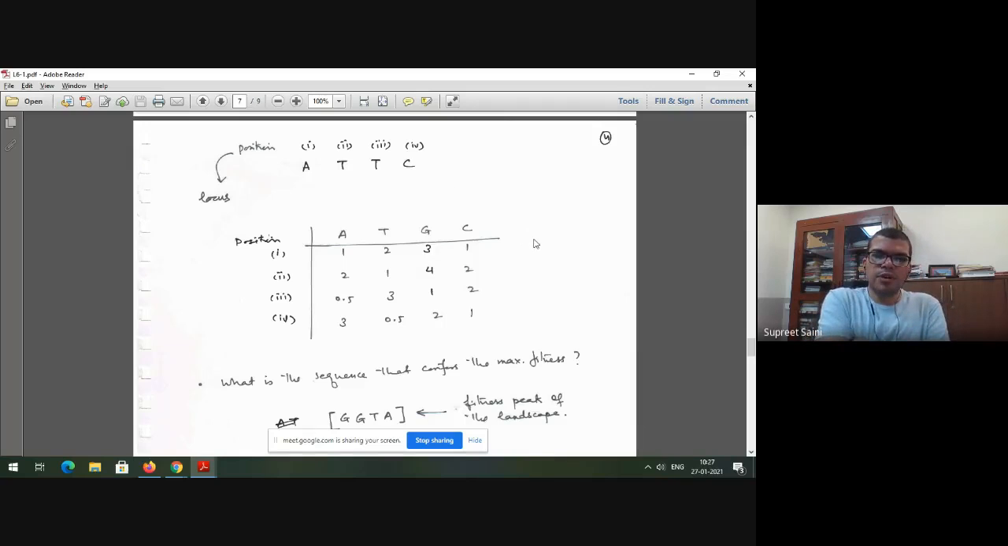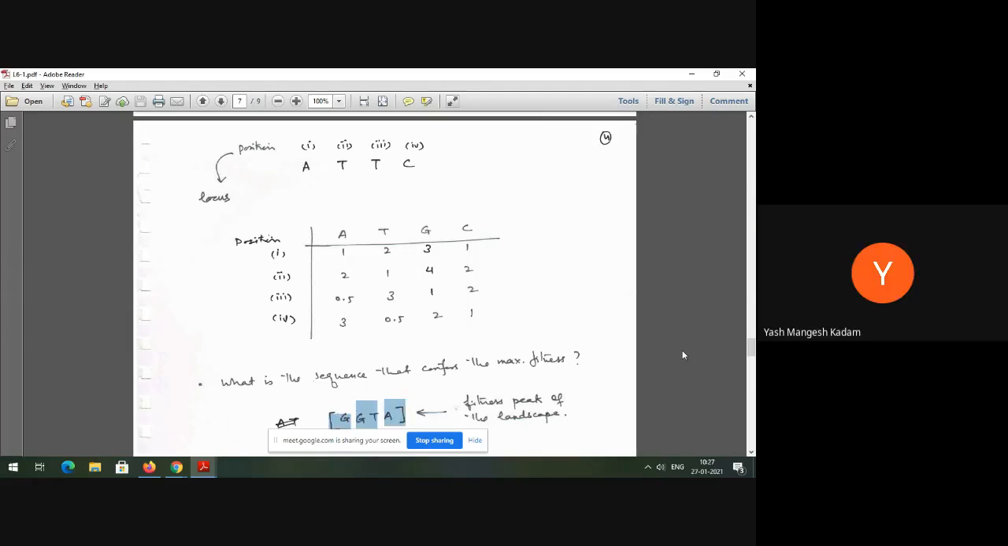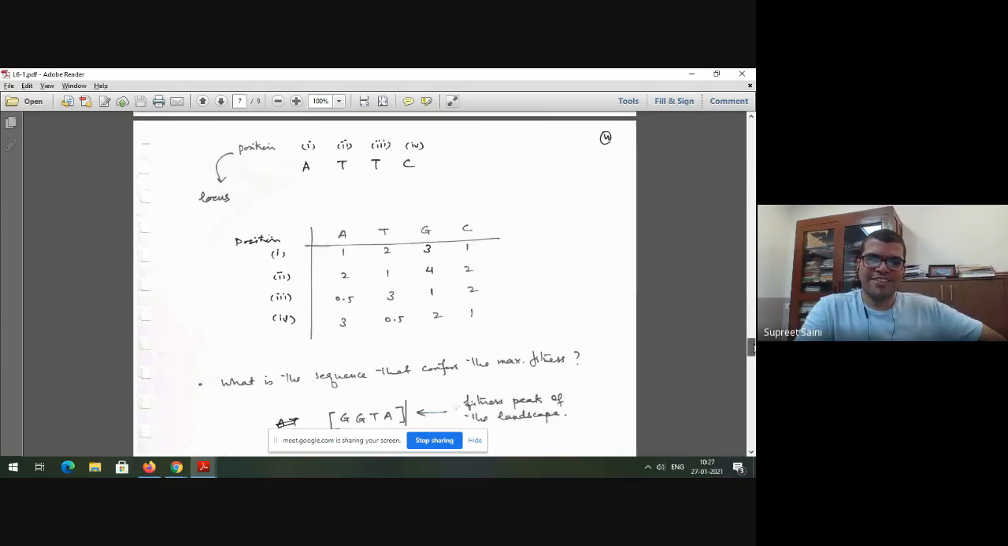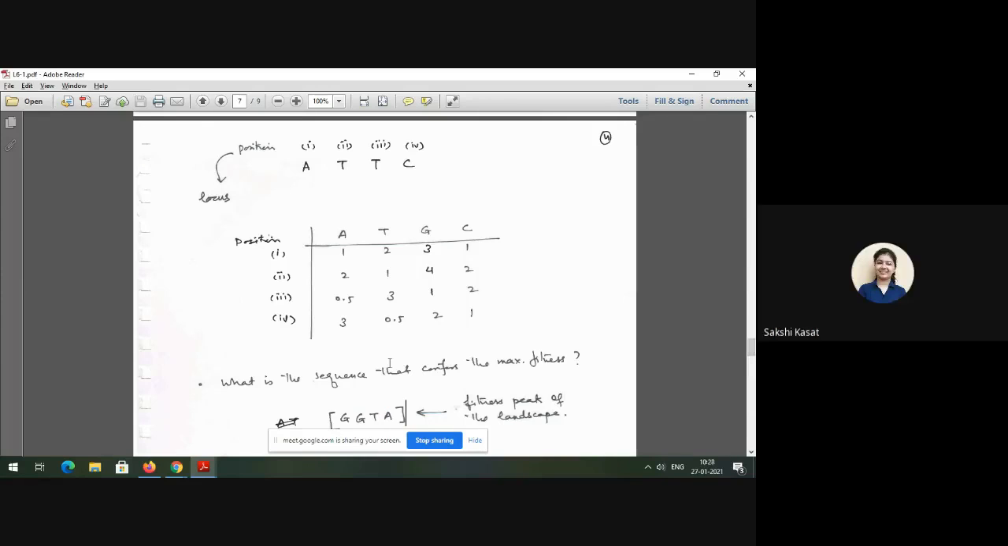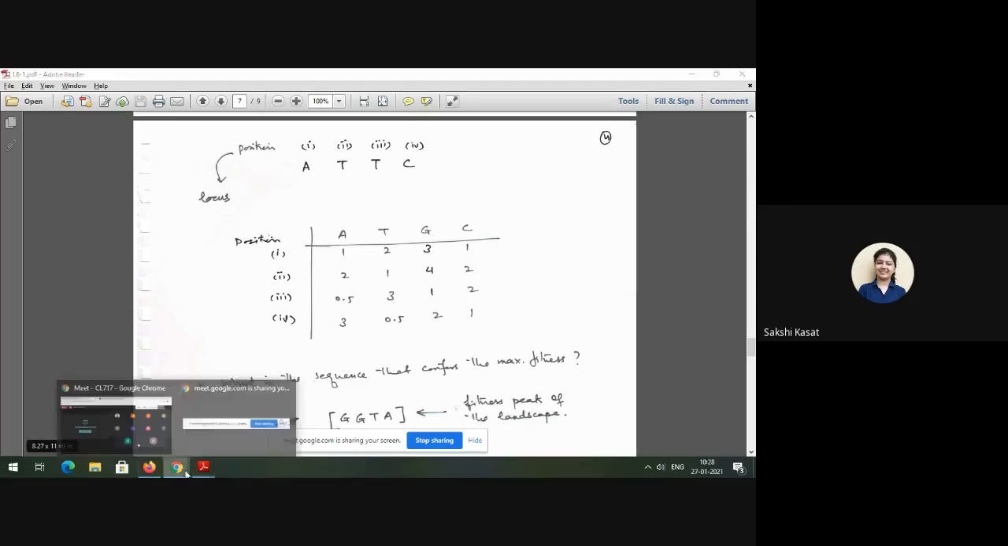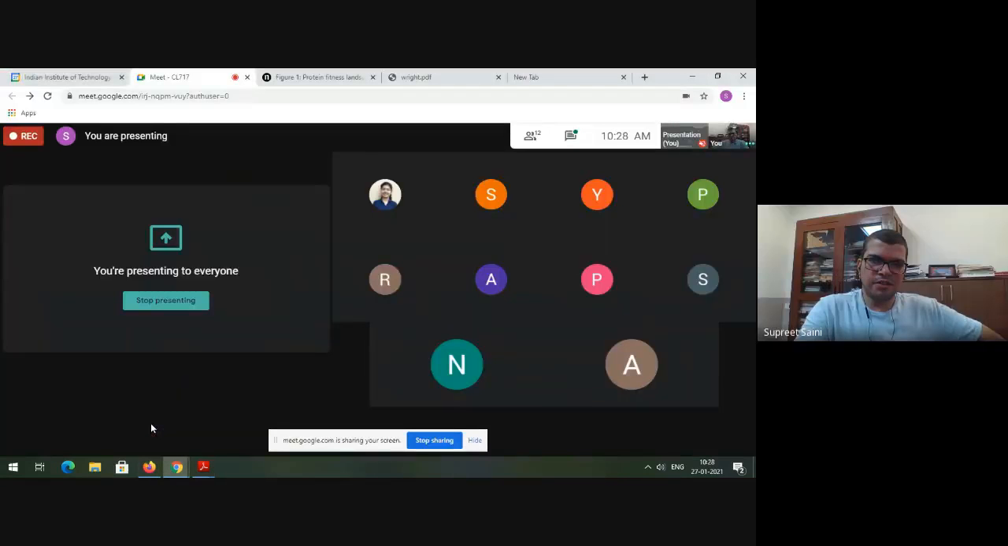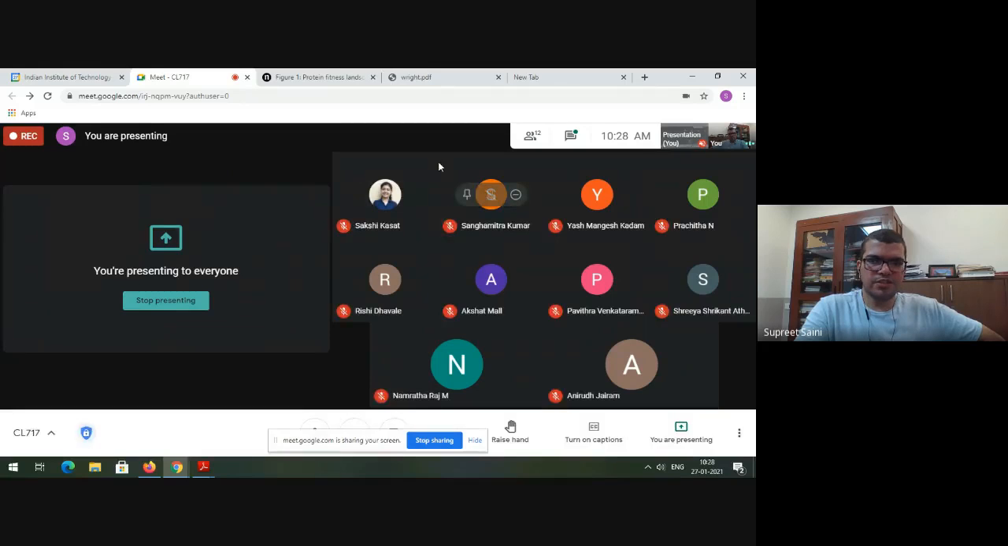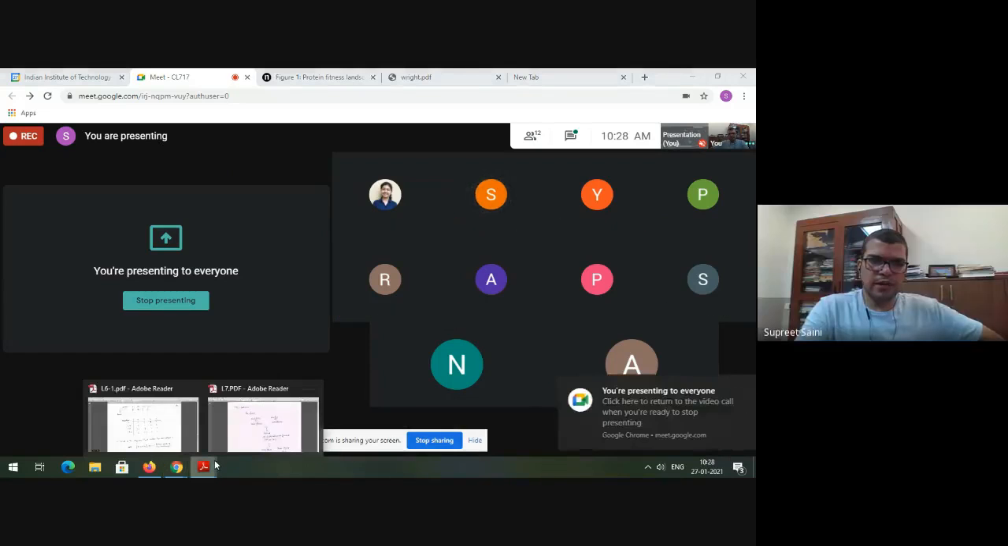Quickly, just tell me what is the fittest sequence in this sequence space. GGTA. Did you read it off? No sir, I calculated. Cool. Does everybody see that? Yes, sir. Anybody has a doubt with that? Right? GGTA, everybody? Yes, sir. All right, cool, excellent.